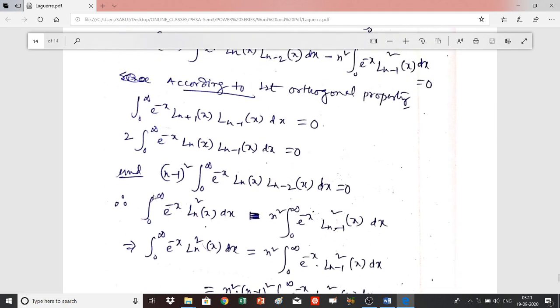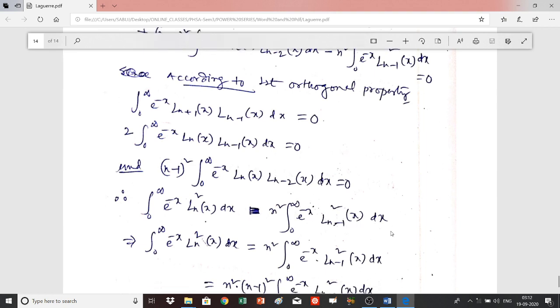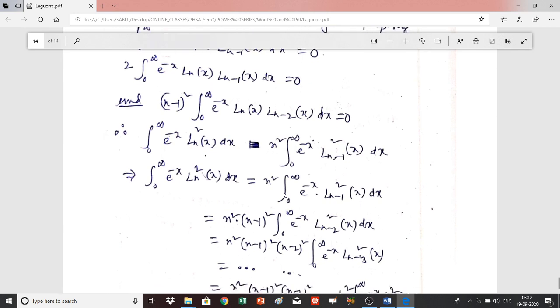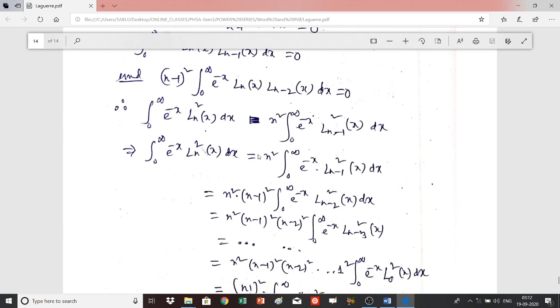The first term was the integral from 0 to infinity of e to the minus x, L n square x dx, and then minus n square times the integral from 0 to infinity of e to the minus x, L n minus 1 square x dx. So from here you can write that the left hand side is equal to n square into this. And now a very interesting thing is inherent in this relation.